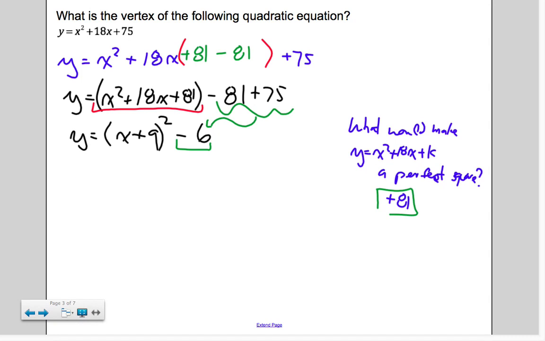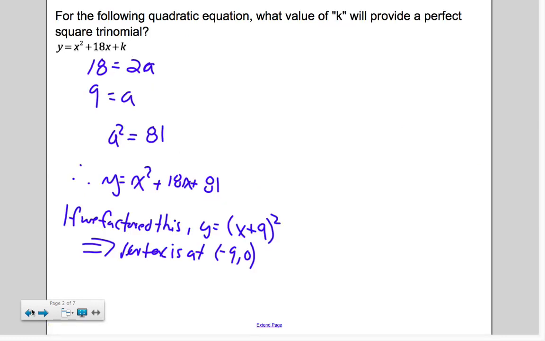So therefore my vertex is what? Negative 9, negative 6. Negative 9, negative 6. How would you get the 9 again? How do I get the 9 again? Right here? Yeah. Well, basically I'm factoring this, right? So remember we went over here when I was factoring this.